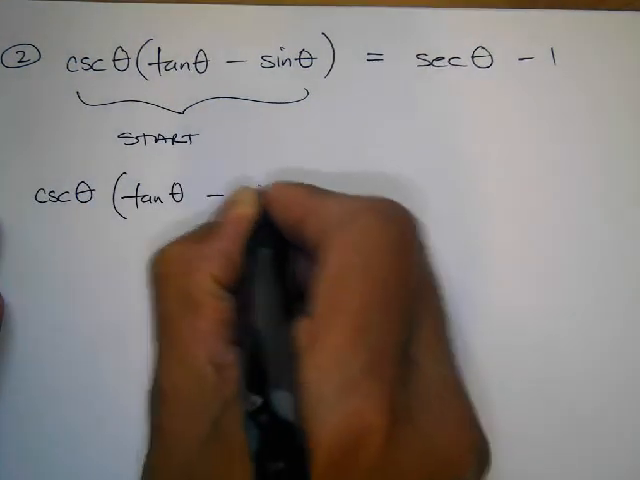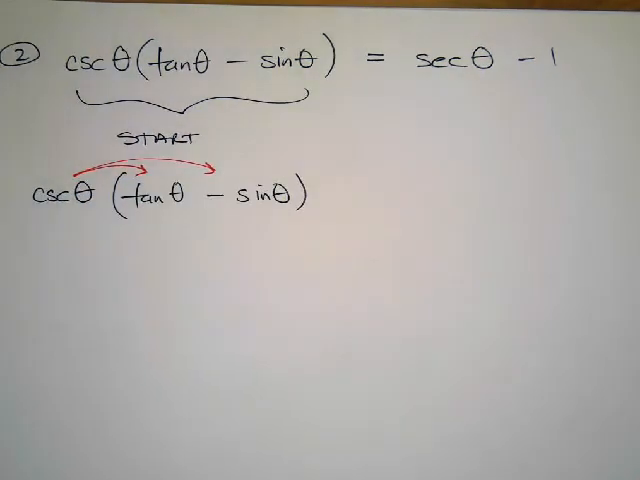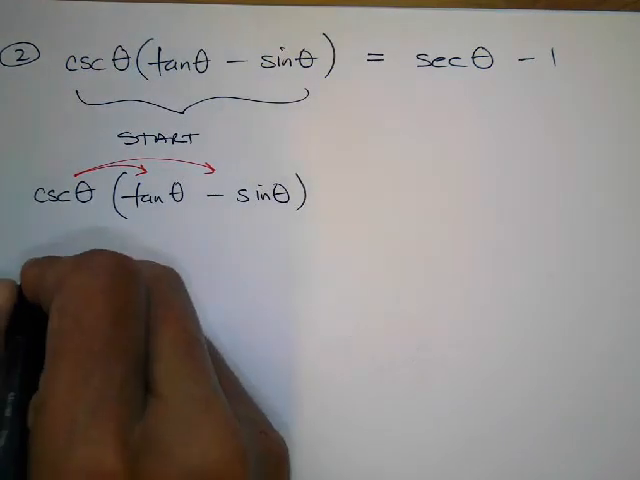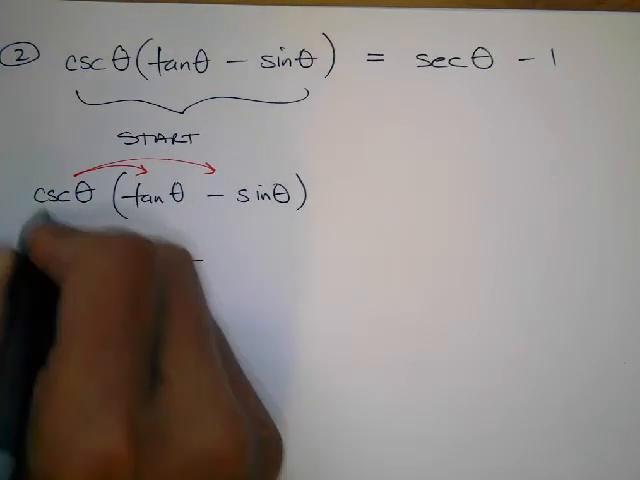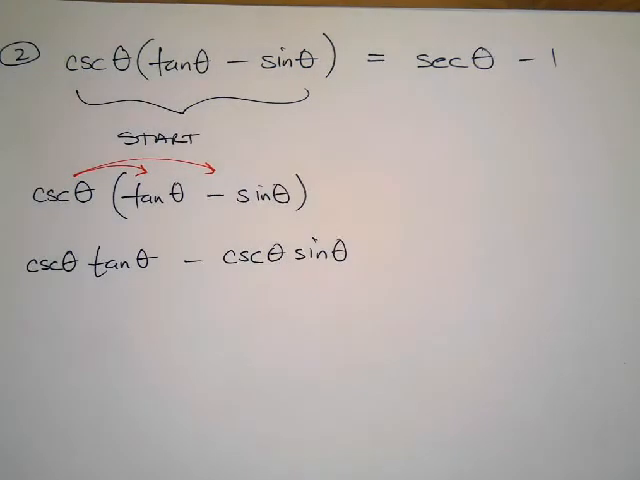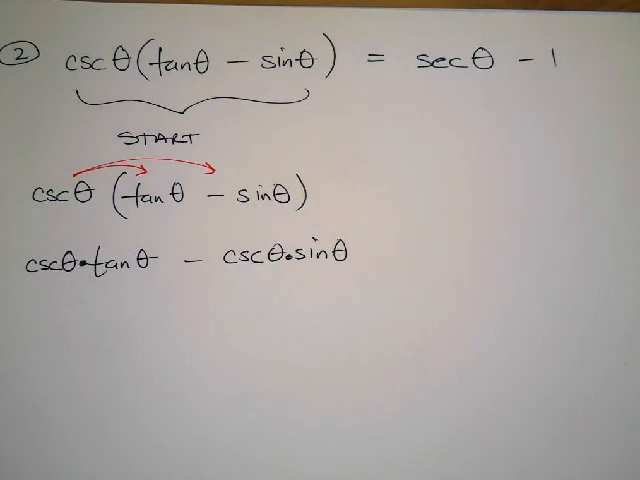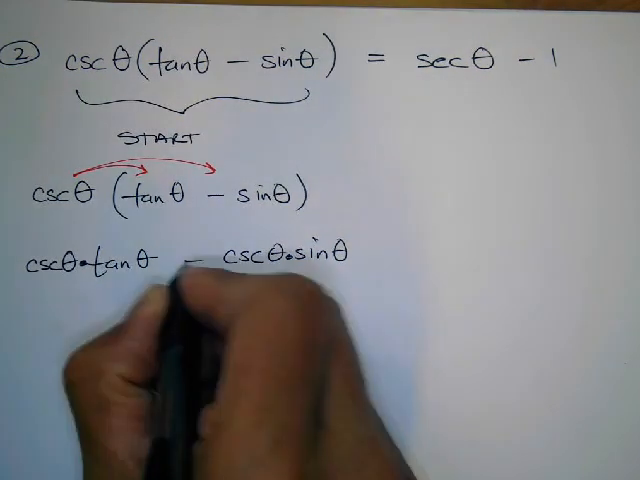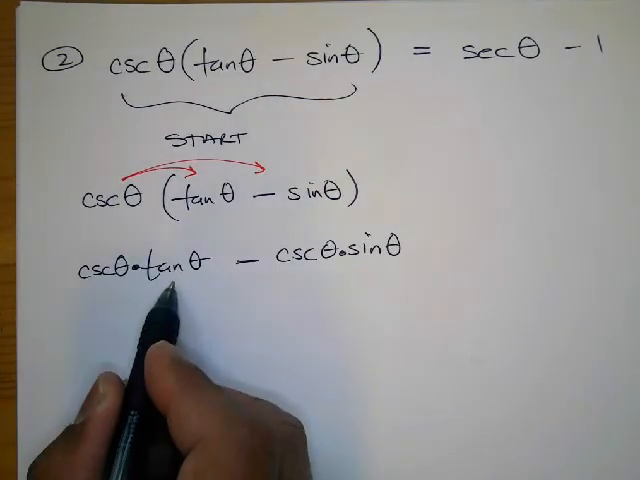All right, so what do we do first? Cosecant theta times tangent theta minus sine theta. Distribute. This is just the distributive property, so that's cosecant tangent minus cosecant sine. These are multiplied: cosecant times tangent, cosecant times sine. Distribute, with the minus in the middle.